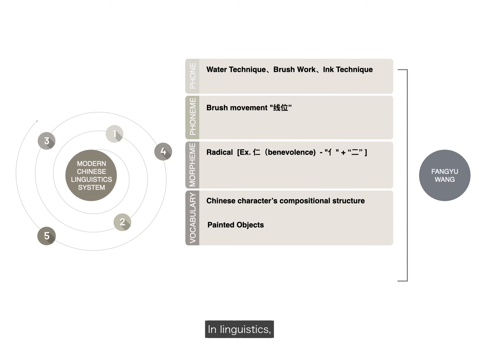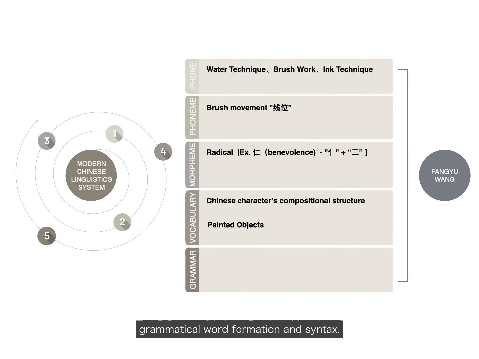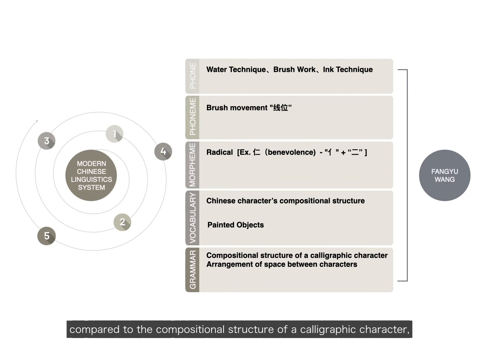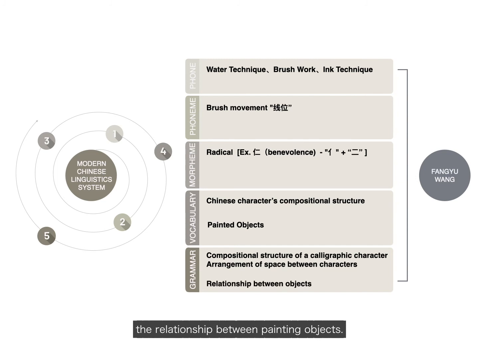In linguistics, grammar can also be divided into two categories: grammatical word formation and syntax. Grammatical word formation can be compared to the compositional structure of a calligraphic character, while syntax corresponds to the arrangement of space between characters. In painting, the relationship between painting objects.